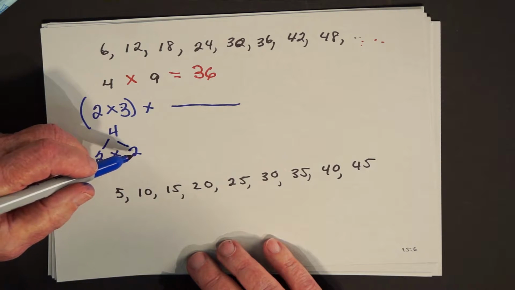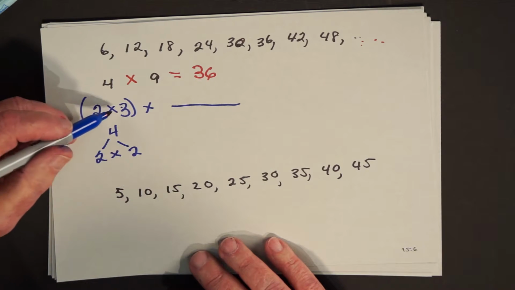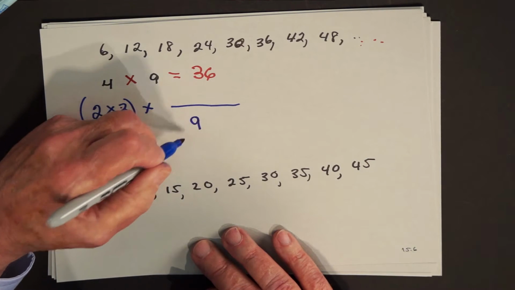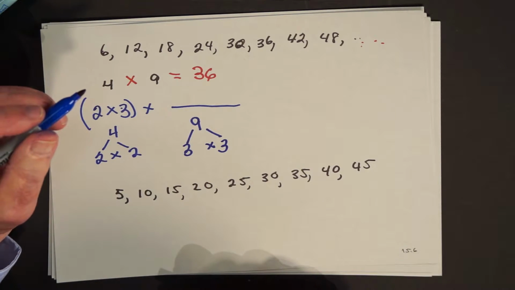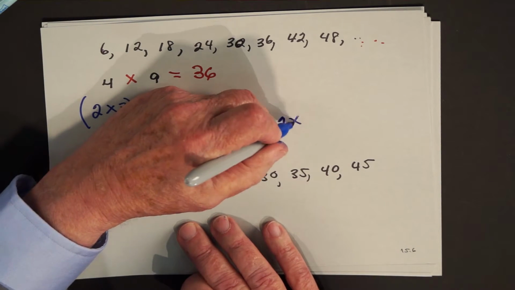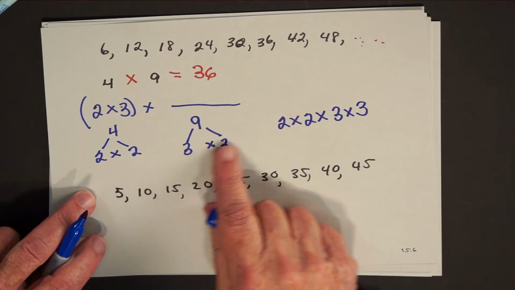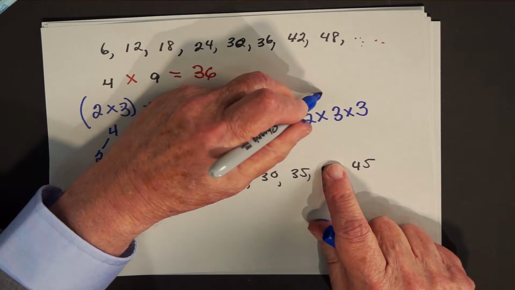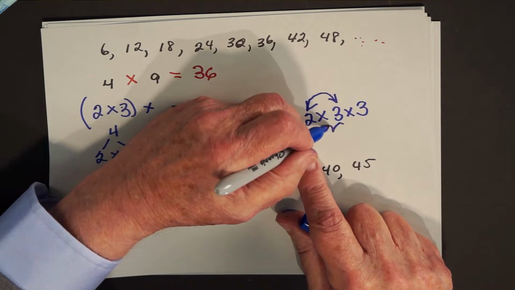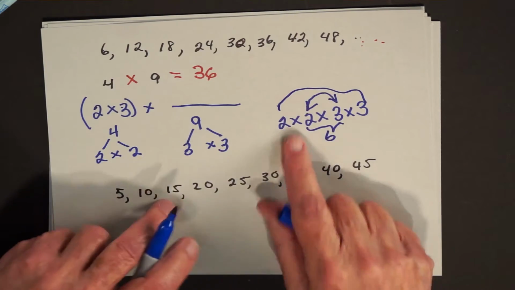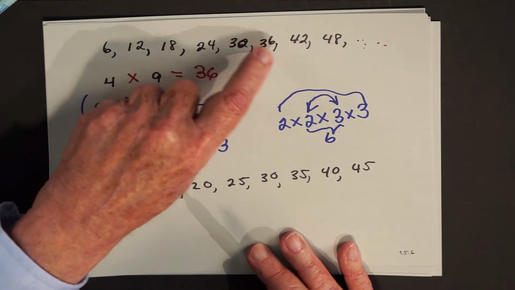4 has the right number of 2s. In fact, all he needs is one 2. He's got 2 of them. He doesn't have the 3. What happened to 9? 9 had the 3, but it didn't have the 2. What happens when they get married? Now they're 2 times 2 times 3 times 3. In the marriage, they pick up the 2 from one of the partners and the 3 from the other. And in fact, what that tells me is that not only does 36 belong to this list, but it's also 2 times 3, the 6th number on the list. 1, 2, 3, 4, 5, 6.